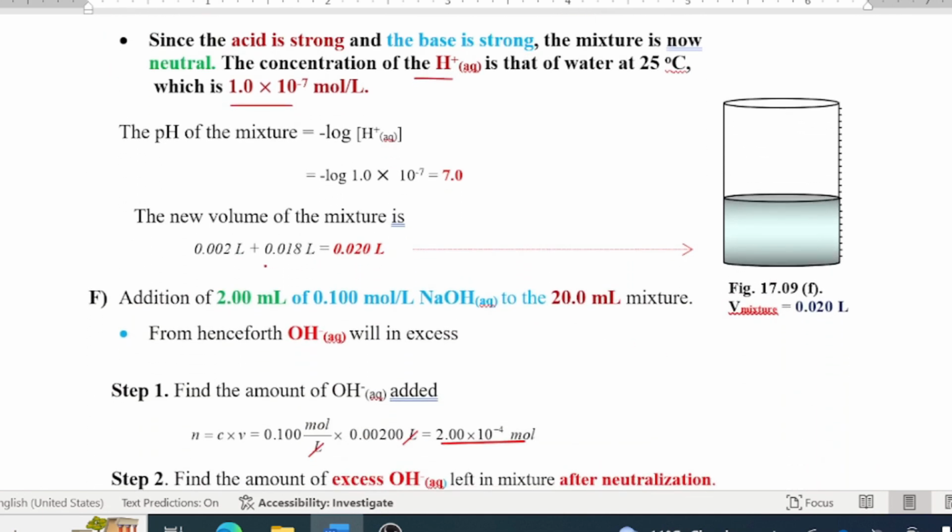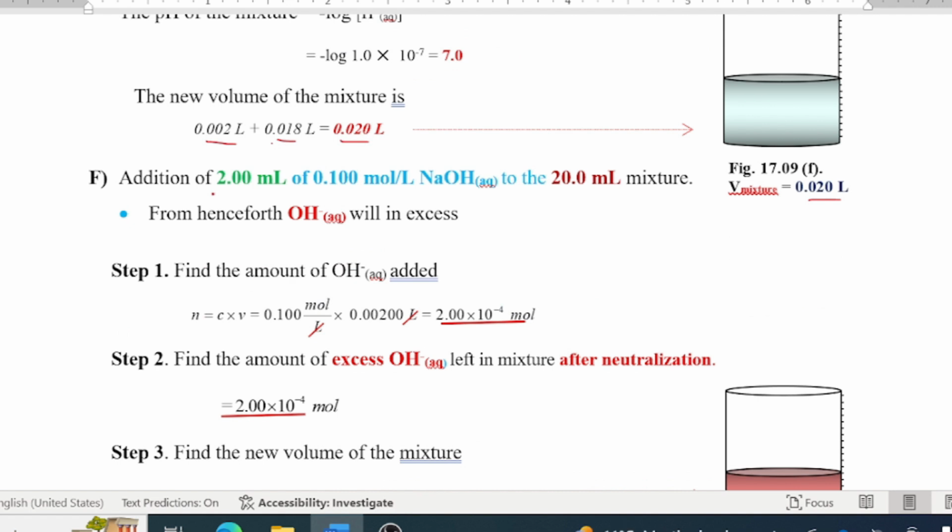So that was the initial volume there. This is what happens when you add that there. It gives you this, it gives you this. Keep adding that amount to the neutral mixture now. Of course, that is the number of moles of OH you're adding. Now you want to find the excess OH, and that is the excess OH now.